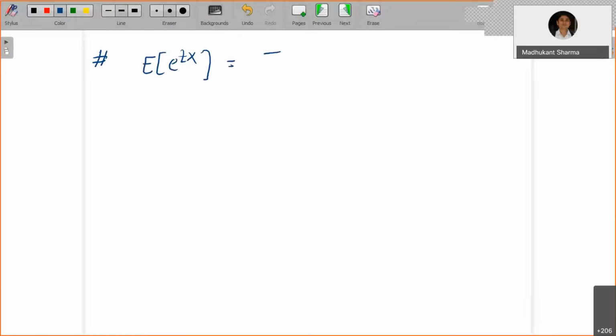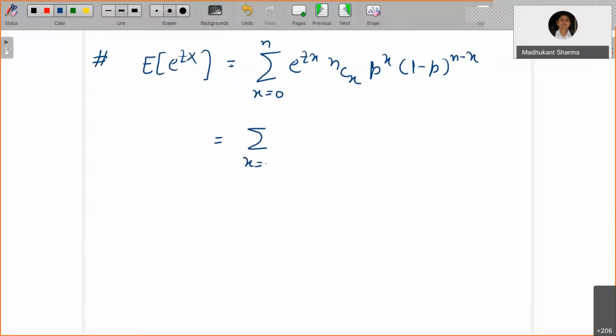Okay, so let's say this is equal to the summation of e to the power tx times nCx p to the power x times (1 minus p) to the power n minus x, where x is running from 0 to n. And now what you can do here is, this is equal to the summation, x equals 0 to n, e to the power tx times nCx.